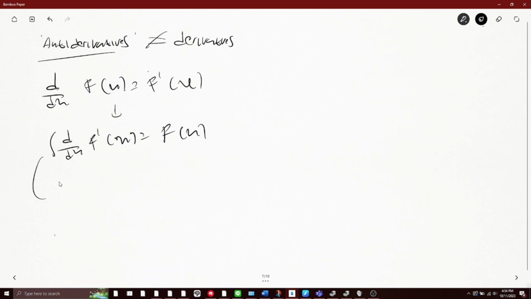Now we also have the capital F. If the derivative of lowercase f(x) is something, the antiderivative of this is going to be capital F(x) plus c. So to recap, or to summarize, basically f(x) is going to be the antiderivative of f prime, whilst capital F(x) is going to be the antiderivative of lowercase f(x).